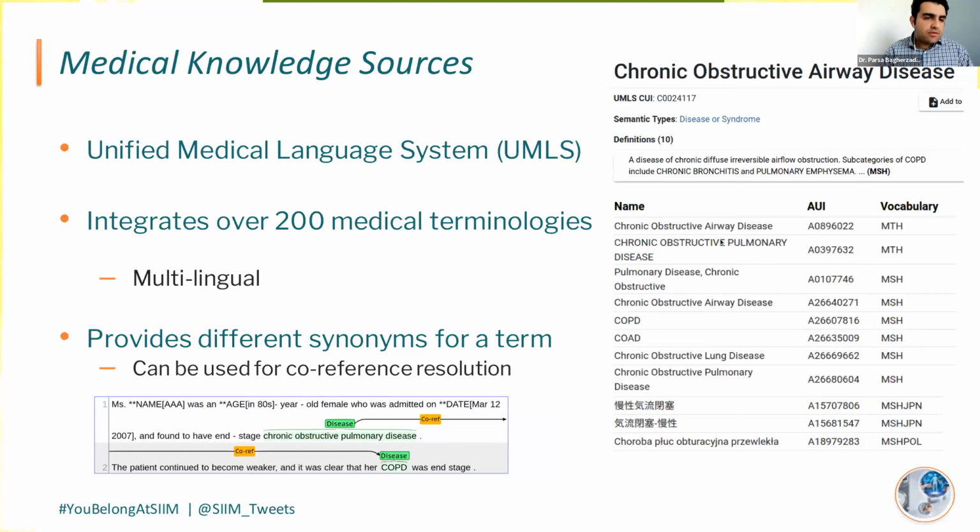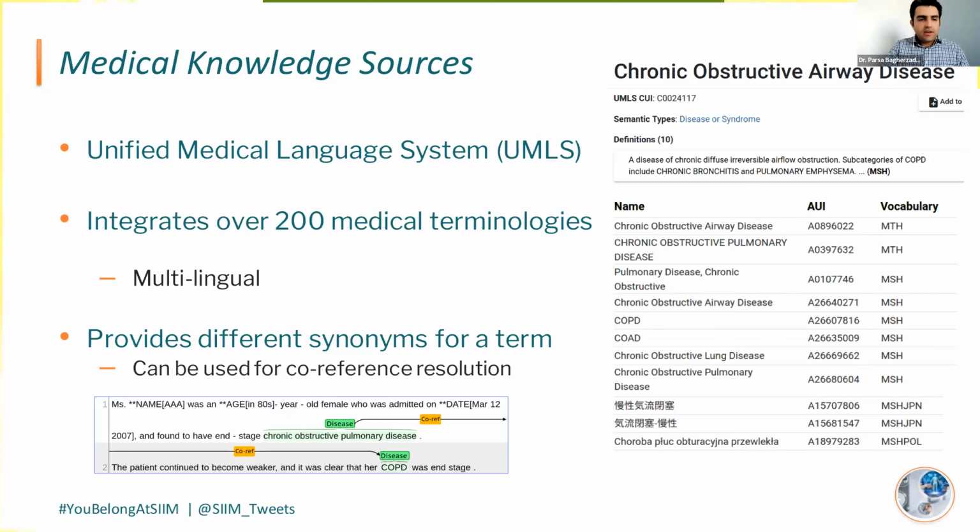One of the examples of these medical knowledge sources is UMLS, the Unified Medical Language System, which is provided and maintained by the U.S. National Library of Medicine, NIH.